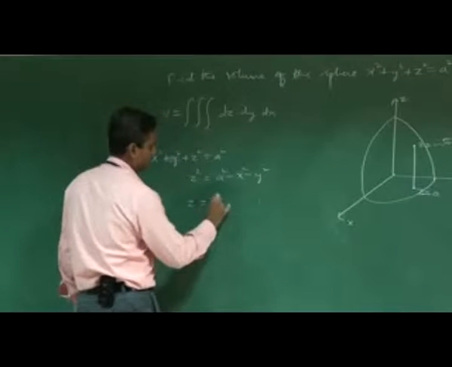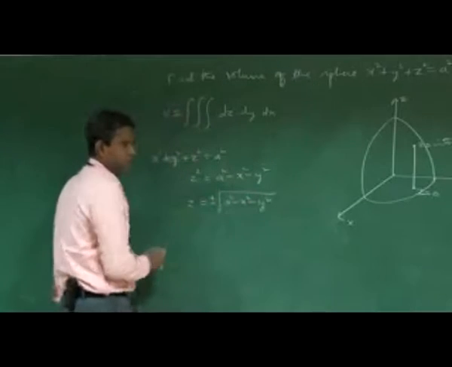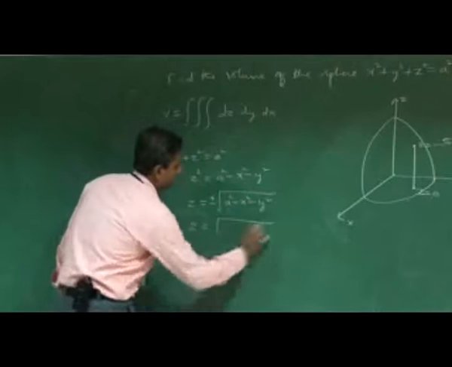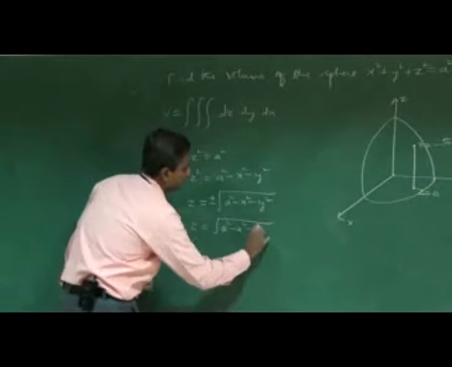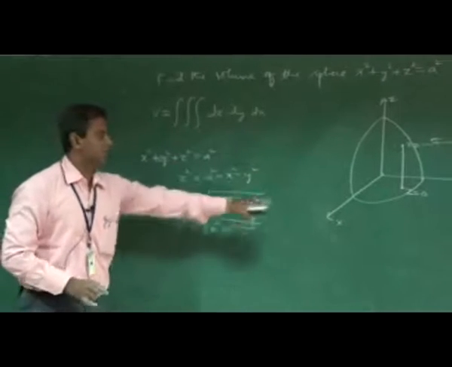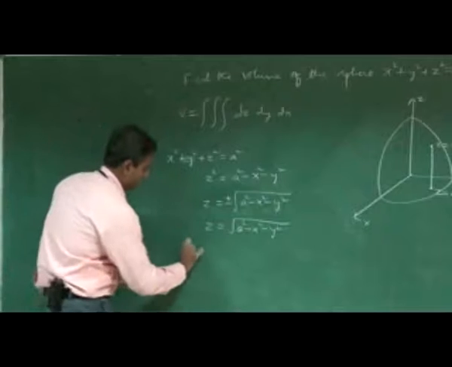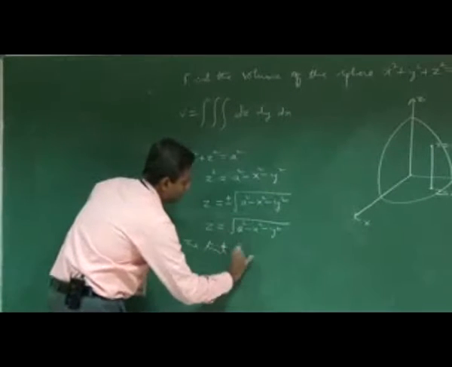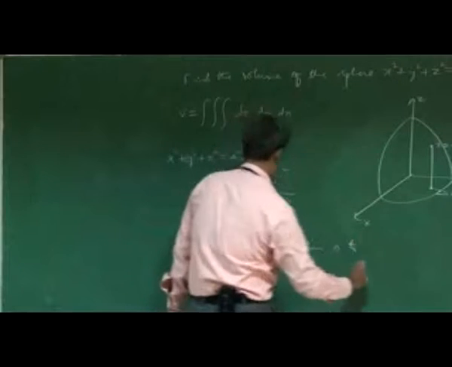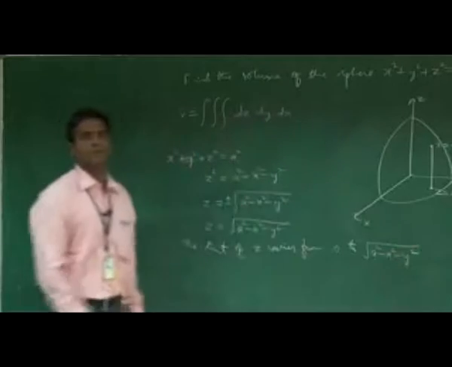So z equals plus or minus square root of a squared minus x squared minus y squared. In this case we take the positive octant, so we consider z equals square root of a squared minus x squared minus y squared, and we draw the parallel line which touches the xy plane. The lower limit of z is 0, therefore z varies from 0 to square root of a squared minus x squared minus y squared.